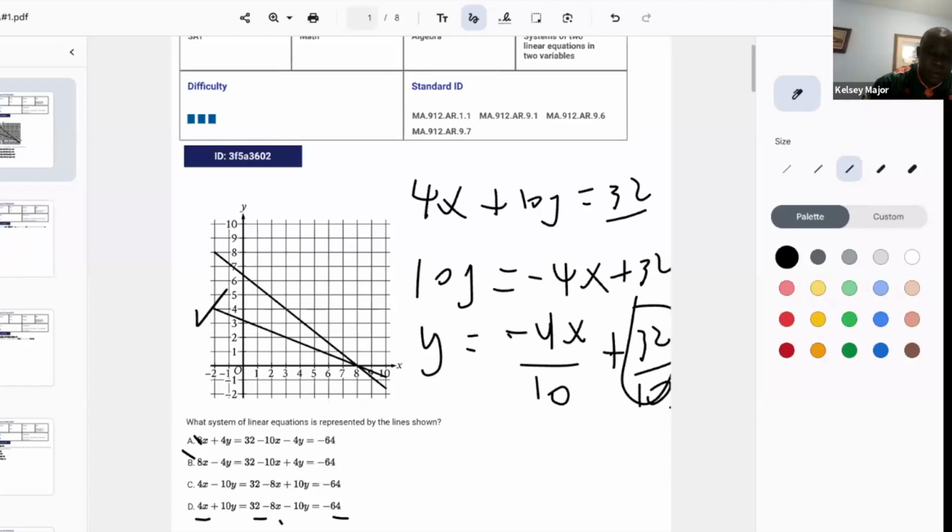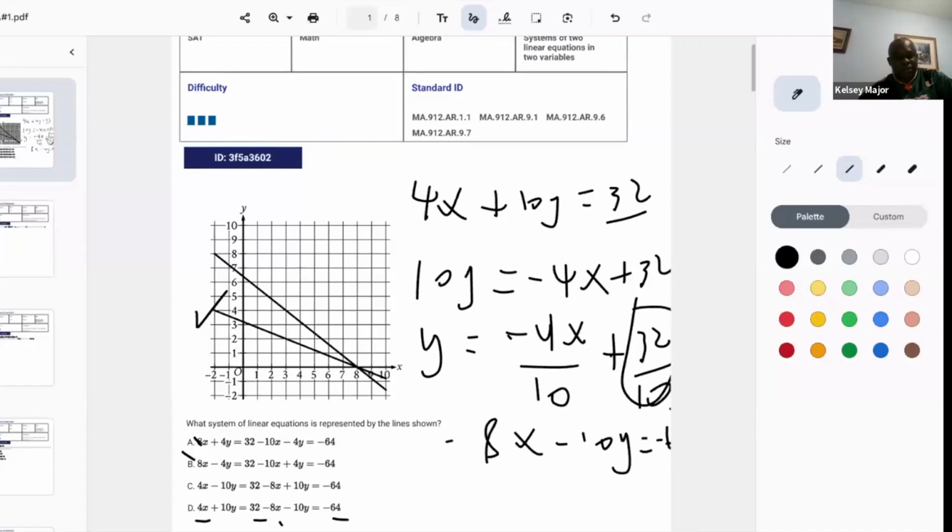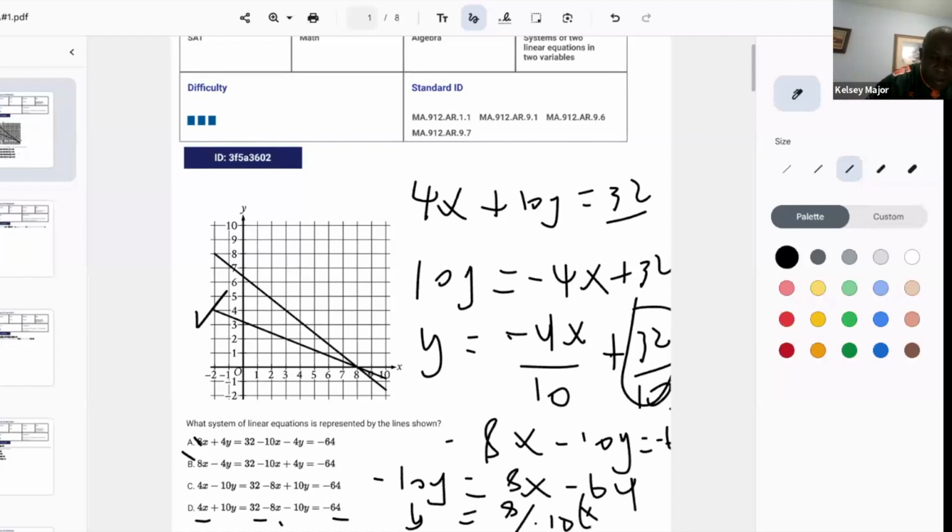So that works out perfectly, right? So let's look at the next equation. Negative 8x minus 10y is equal to negative 64. So if it's negative 64, we're taking the 8x to the other side. It's going to be negative 10y is equal to 8x minus 64 again. And we divide by negative 10. And this is going to be 8 over negative 10, that's going to be a negative slope, minus 64 over 10.